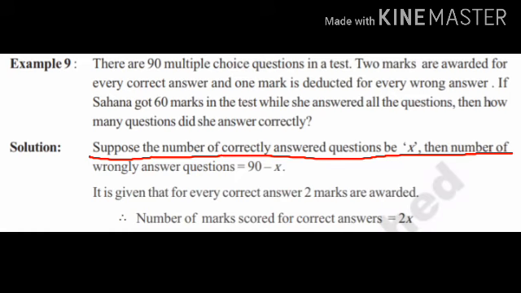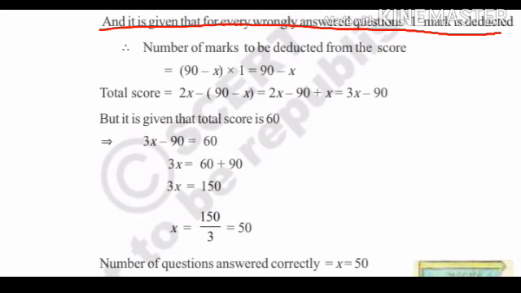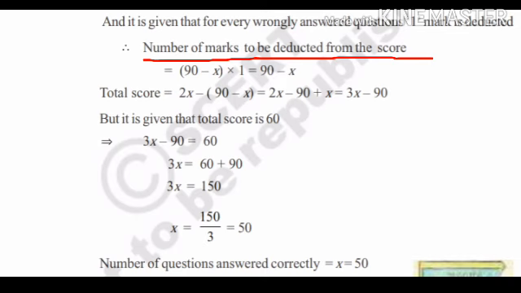Solution. Suppose the number of correctly answered questions is x, then the number of wrongly answered questions is equal to 90 minus x. It is given that for every correct answer 2 marks are awarded. Therefore, the number of marks secured for correct answers is equal to 2x. And it is given that for every wrongly answered question 1 mark is deducted. Therefore, the number of marks to be deducted from the score is 90 minus x into 1, that is equal to 90 minus x.